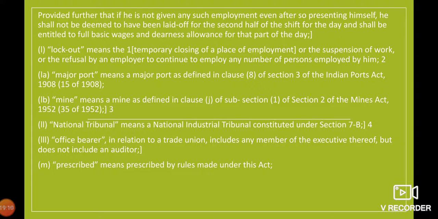Section 2 clause L, office bearer in relation to a trade union includes. So what do we mean by office bearer? In relation to a trade union, it includes any member of the executive thereof, but does not include an auditor. So an auditor is not deemed to be an office bearer. Section 2 clause M, prescribed means prescribed by rules made under this Act, right?